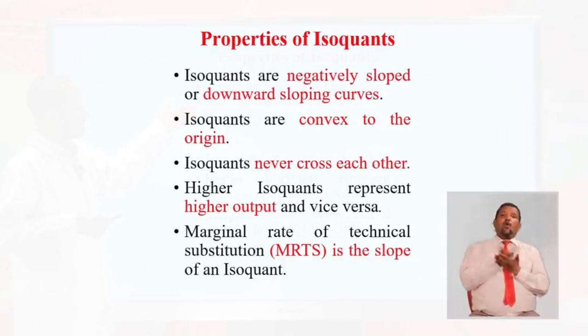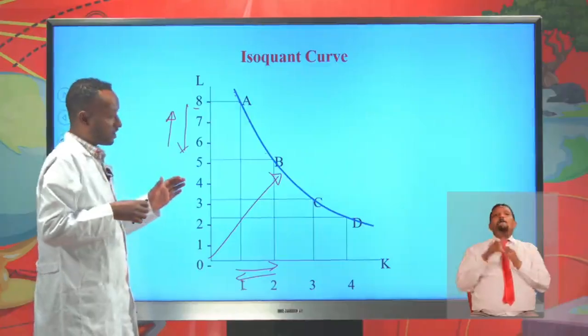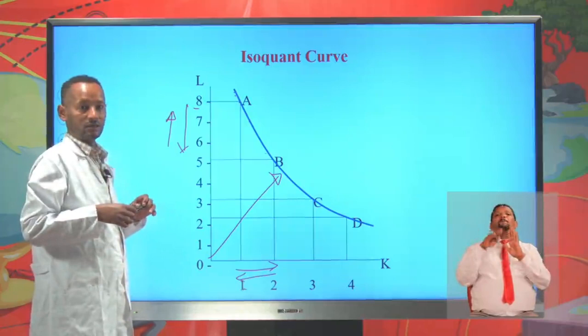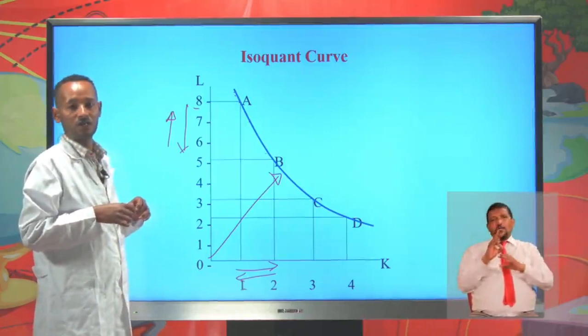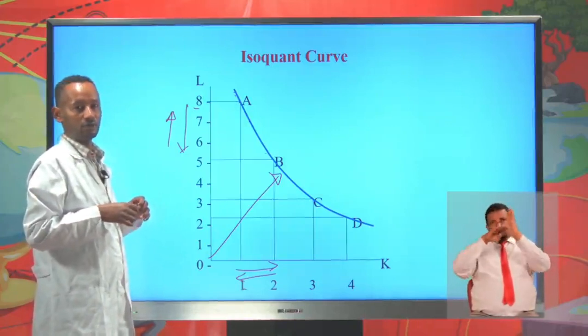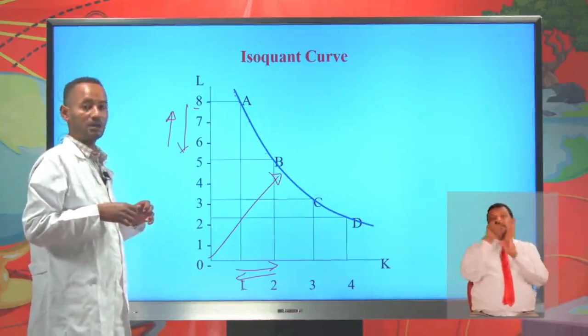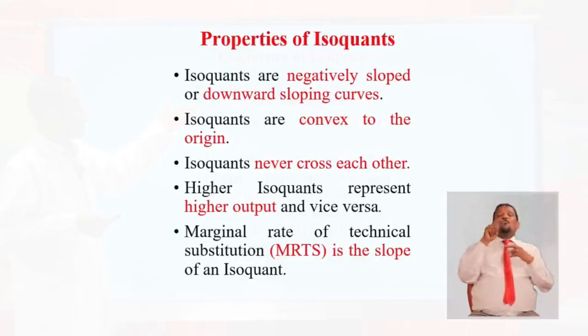Another property of isoquants is that they are convex to the origin. When we see from the origin, isoquants are convex to the origin. Isoquants are convex to the origin due to the principle of diminishing marginal returns. This principle states that the rate at which one variable input is substituted for another on the same isoquant tends to diminish or decline. So due to the diminishing marginal rate of technical substitution, isoquants are convex to the origin.